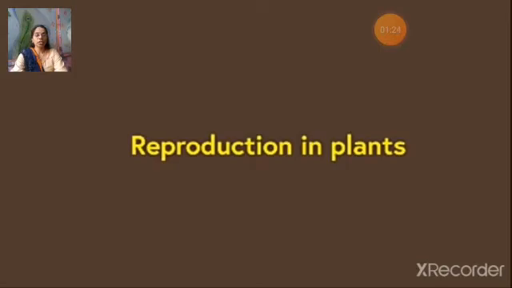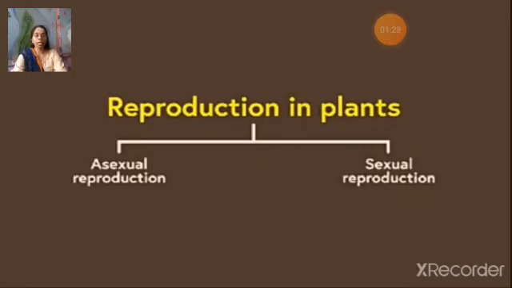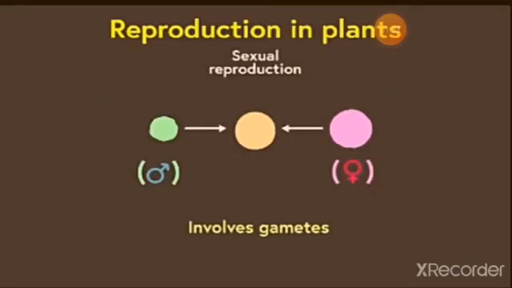Reproduction in plants occurs in two ways, that is asexual reproduction and sexual reproduction. So, the first one is sexual reproduction. As the name suggests, it involves sex cells or gametes. So, a new individual is formed when gametes from both male and female parents fuse.